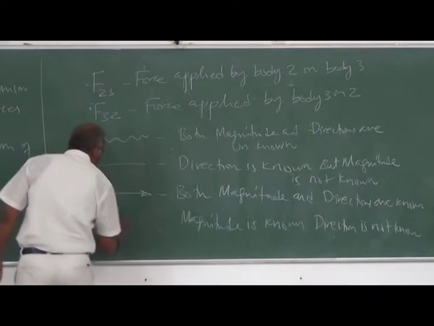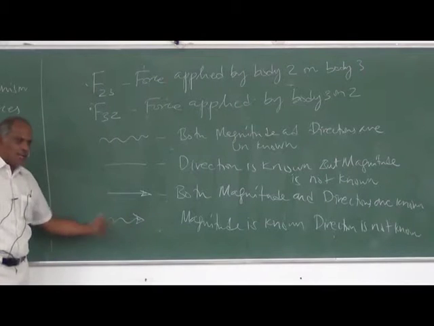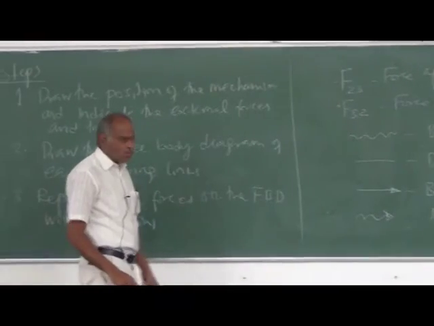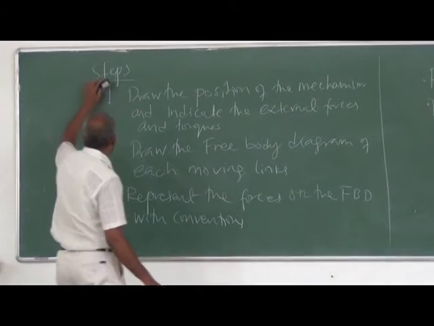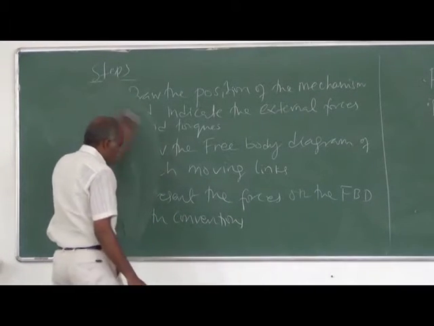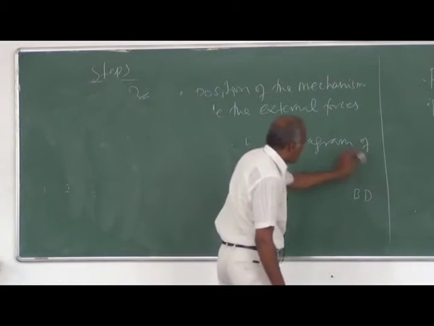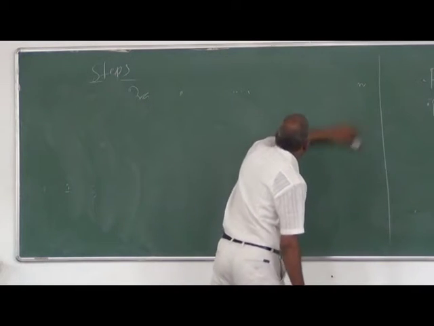So you can say like this, where magnitude is known, direction is not known. This is not given in the book, but we can follow this notation. So these are the conventions that we use. Now the next step: we have drawn the free body diagram and represented the force. Then what we do is try to find out those forces.